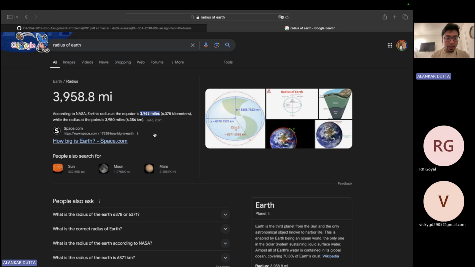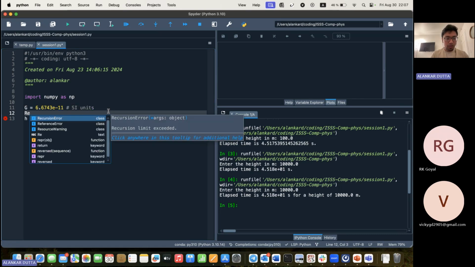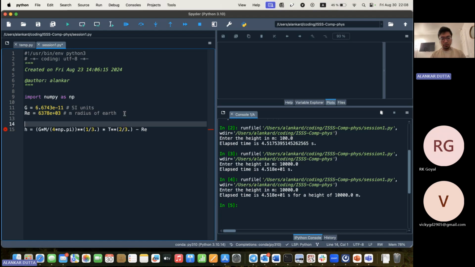For this, let's see, it is this much in kilometers. So we'll take this in, put RE equals, get rid of the comma. So this is in kilometers. To convert this to meters, we will just add a plus 0, sorry, 3 to it, right? So this is in meters, the radius of Earth.